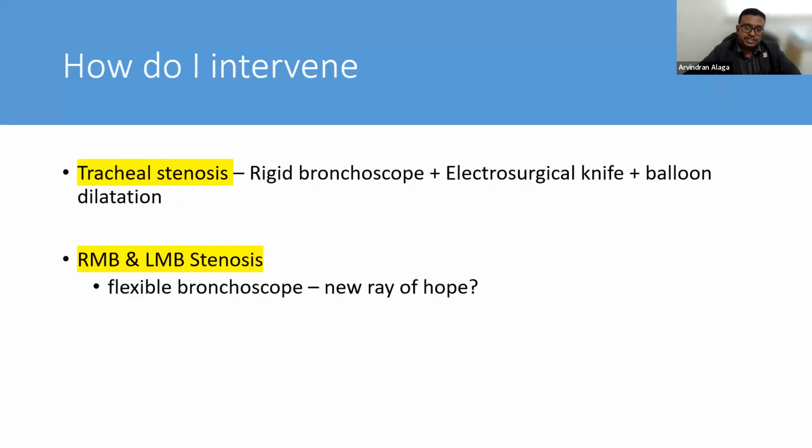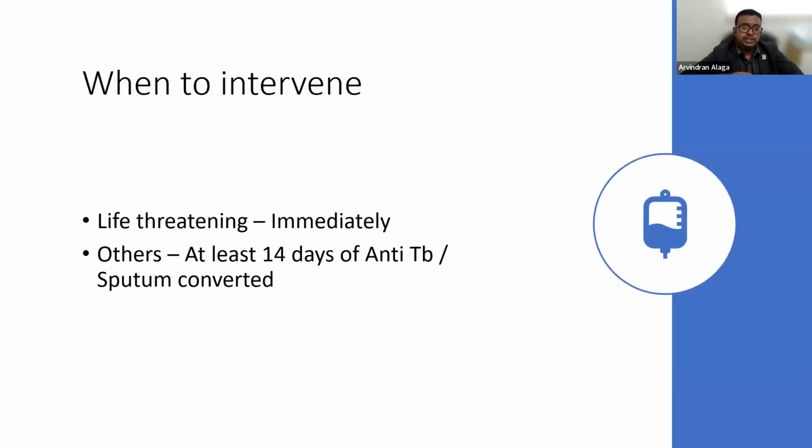So how do I intervene? If it is tracheal stenosis, definitely we have to go through a rigid bronchoscope, with electrosurgical knife or balloon dilatation. This is the combination of the electrosurgical method and a rigid bronchoscope, because we need to share the airway with our anesthesiologist. But for right main bronchus and left main bronchus stenosis, can we use a flexible bronchoscope? Is it a new ray of hope? Based on our experience in our center, I think this is definitely a feasible method. So when to intervene? If life-threatening, definitely we have to go in immediately. For other patients, normally I would say after at least 14 days of antituberculosis treatment or when sputum has converted to negative, then we can go in, because we want to reduce the spread of TB to healthcare workers.